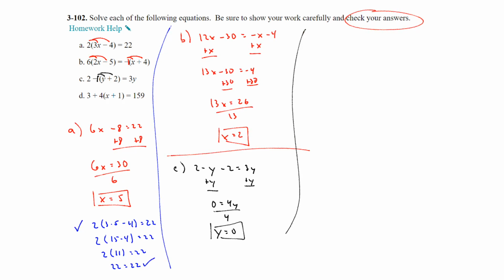And then the last, D, we're going to distribute the 4. So this is 3 plus 4x plus 4 equals 159. 4x plus 7. Subtract 7. That's 152. And x is equal to 38.